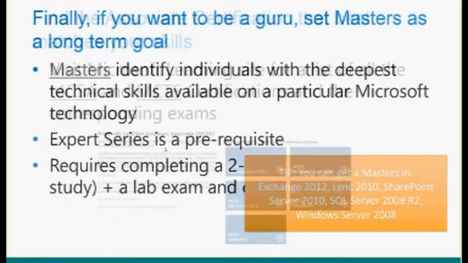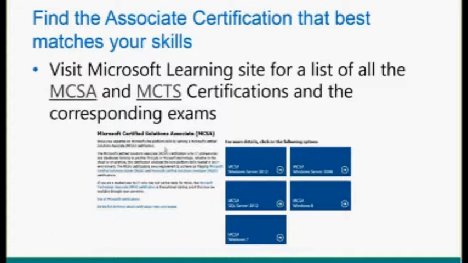So the trick is to start with associate. What you need to do is find the associate certification that best matches your current existing skills. What do you work with every day? So these are the MCSA and MCTS certifications. What you do is you go to Microsoft.com/learning and you can get a list of all the MCSA certifications or all the MCTS certifications. So I'm going to take you through some of the ones you might be interested in depending on the technology you're working with every day.